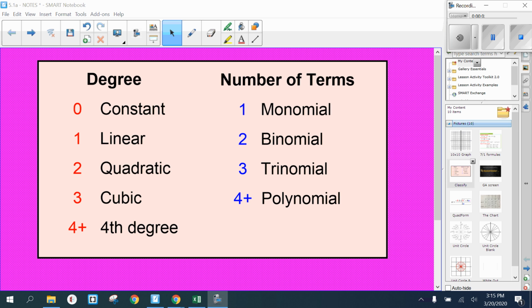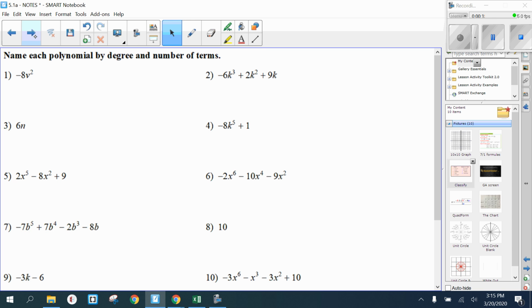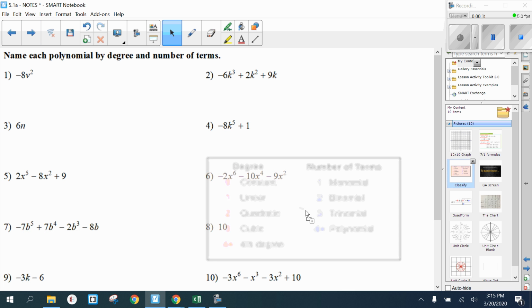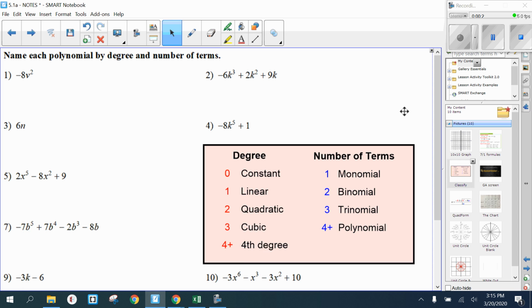In 5.1, we're going to classify polynomials by degree and number of terms. So here's a chart that might come in handy. Take a picture of it if you'd like, so you can have that out and have that next to you as we go through some of these problems. I'm going to have this chart out so I can see it.